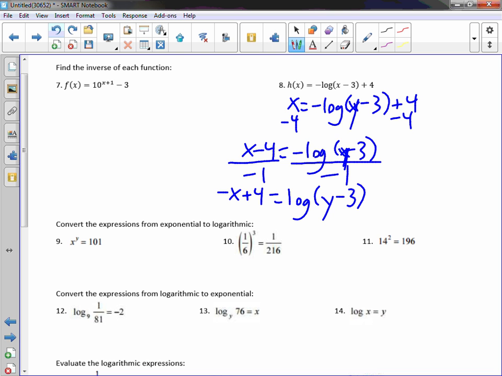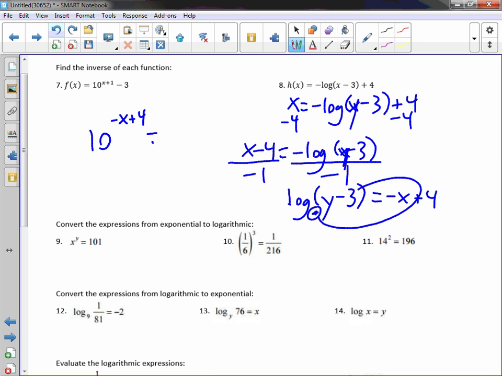So at this point, we've gotten the log by itself. This is when we need to convert it. Again, when we want to convert it, just like exponentials, we want the log on the left side of our equation. So to do that, we'll move the -x plus 4 over to this side. Now I can do my Snell method. Once again, just like before, if there's no little guy on the log, we assume it's 10. So I get 10 to the -x plus 4 equals y minus 3.